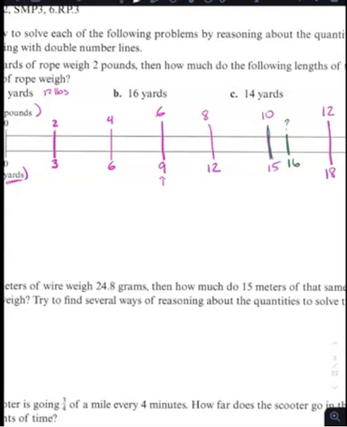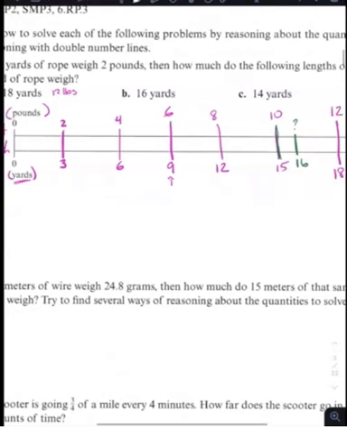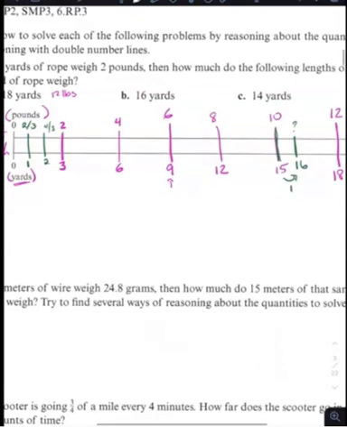What happens if we add another yard? Well, this is where we need to find how much 1 yard of rope weighs. And we can do that by going back. So we say 3 yards weighs 2 pounds, so 1 yard will weigh 2/3 pound, and 2 yards will weigh 4/3 of a pound. So if we know that 15 yards weighs 10 pounds, well, that extra 1 yard is going to weigh an extra 2/3 pounds. So 10 and 2/3.